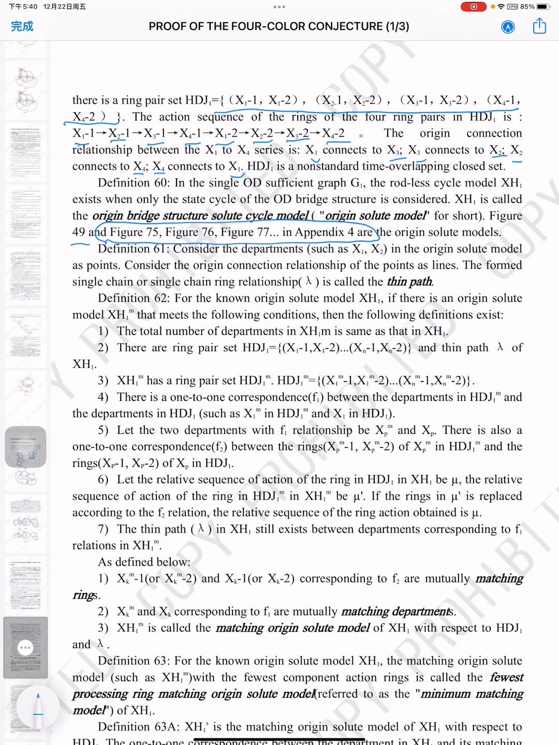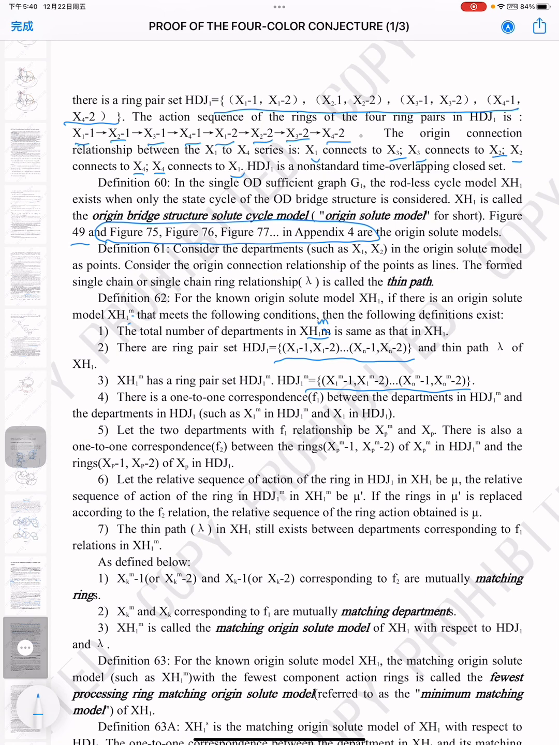Definition 62. For the non-origin slot model XH1, if there is an origin slot model XH1M that meets the following conditions, then the following definitions exist. 1. The total number of the departments in XH1M is the same as that in XH1. 2. There are ring pair set HDJ1 equals this, and the same path lambda of XH1. 3. XH1M has a ring pair set HDJ1M. HDJ1M equals this.